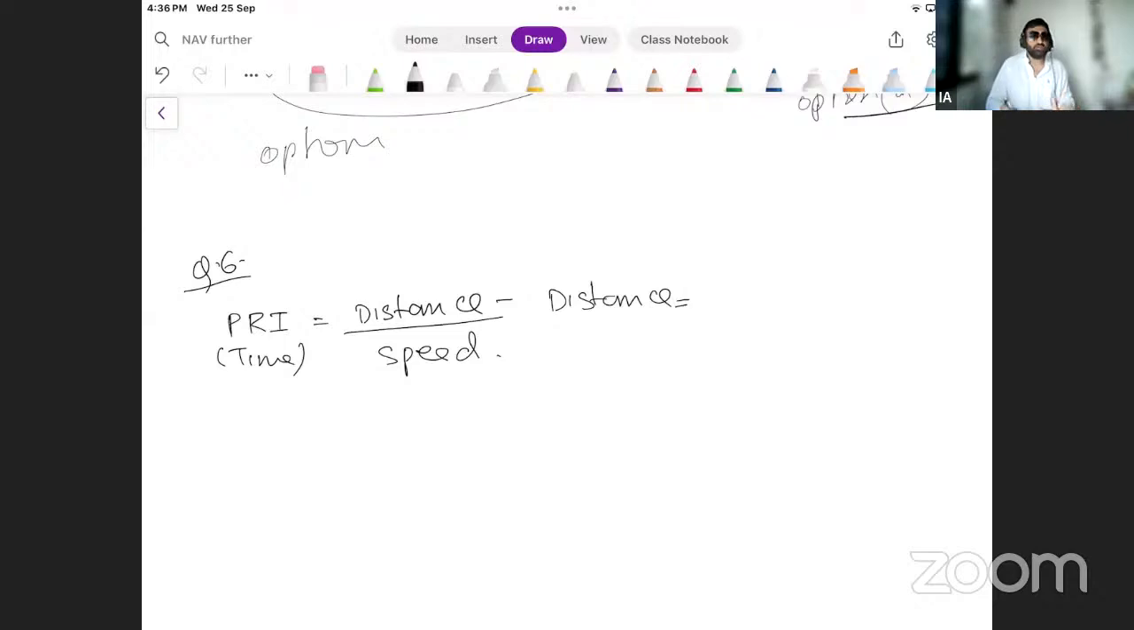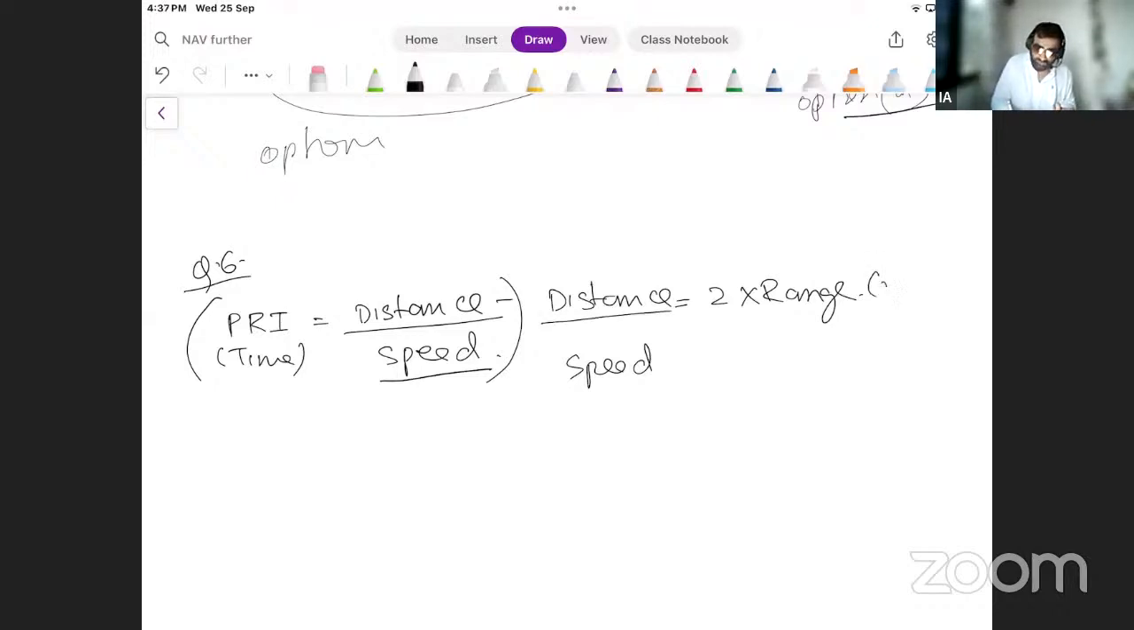Twice the range, because my signal has to go and come back. So the whole distance that my wave will be traveling will be the range and then coming back from the range. So here I have been given that my range is 187 kilometers. So the distance in this formula for PRI will be 2 into range, whatever range is given to you. Speed in this formula will be in meters per second and distance will be in meters.